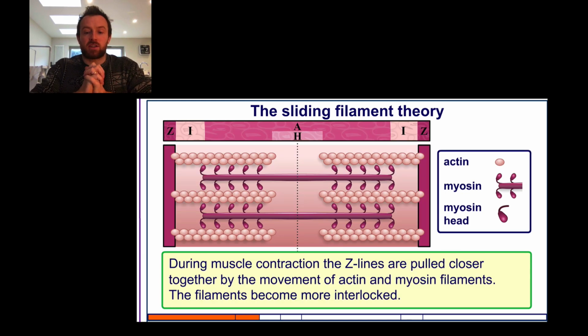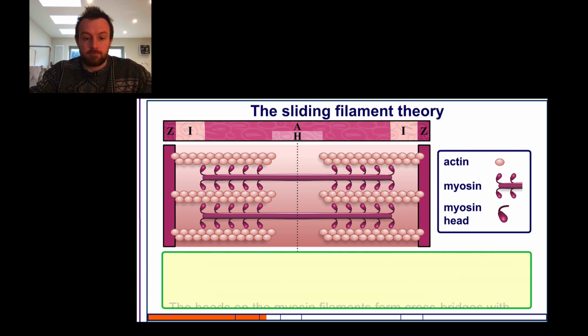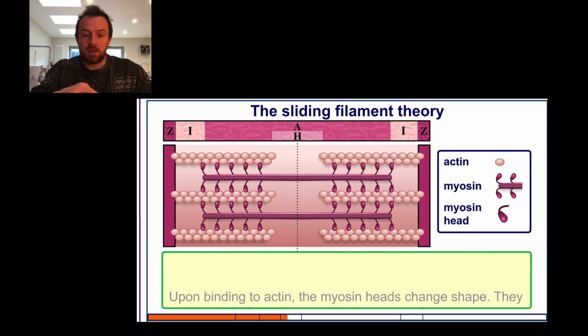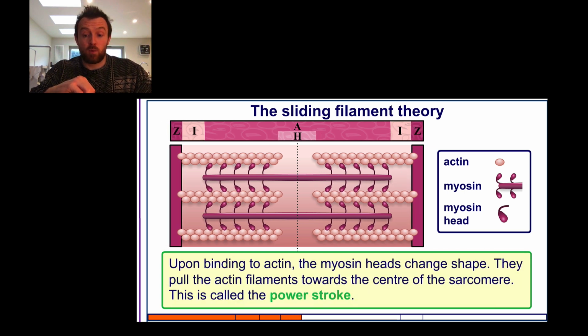So how is this actually occurring? It's occurring because there's an interlocking between the myosin heads and the actin. The myosin heads bind to the actin. We call that a cross bridge. They form a cross bridge, and then they can pull and drag the fibers across each other. We call this pulling the power stroke.